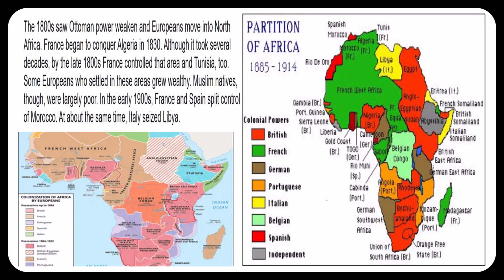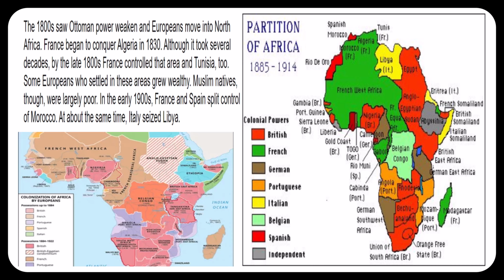Question 4. How was income inequality present in North Africa at that time? Well, some of the Europeans who moved into these regions, they got wealthy, and Muslims that were already living there stayed largely poor. So you saw a huge income inequality gap between the incoming Europeans and the Muslims who had already been living there.